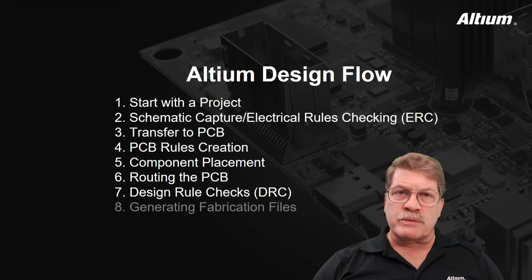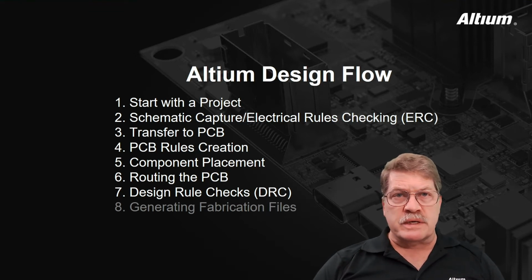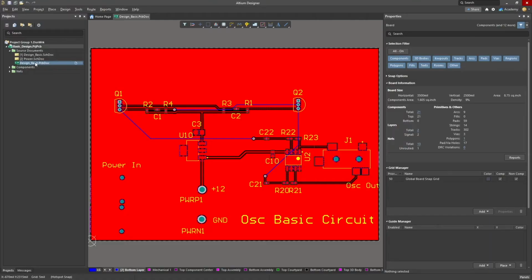Now that we've finished routing the PCB, it's essential that we do the design rule checks, or DRCs. This is required to ensure that the board meets all of our design rules to help and aid in fabrication and/or assembly. Design rule checks can be run in a couple of ways. Let's start by running the design rule checker and running them all in batch mode at the same time.